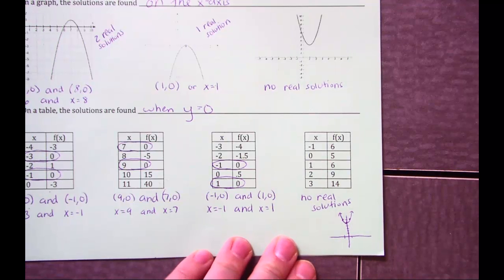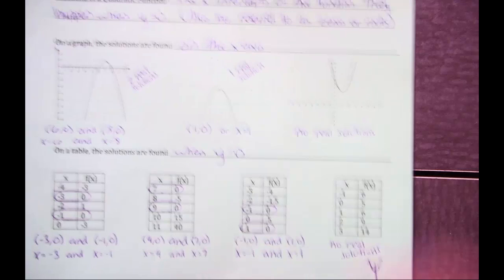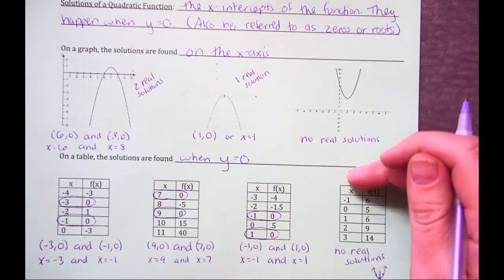So that is how you find the solutions of a quadratic function. You're looking for the x-intercepts, which happen when y is 0.